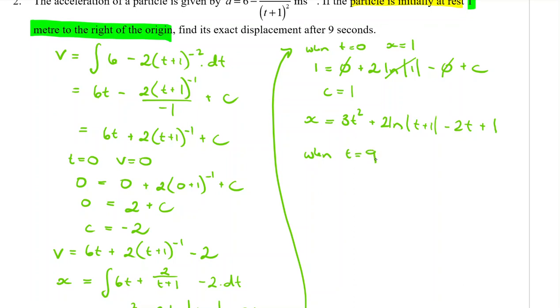So if t equals 9, we get x equals 3 times 9 squared plus 2 ln of 9 plus 1, which is 10. Then I have minus 2 times 9, which will be 18, plus a 1. What can I do with that? 81 times 3. I'm going to work out all the number parts.